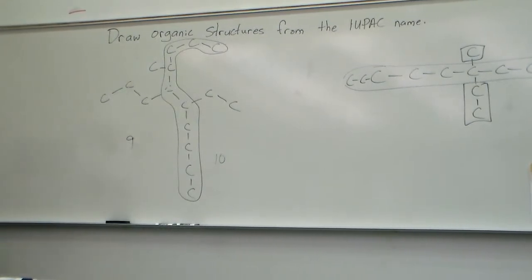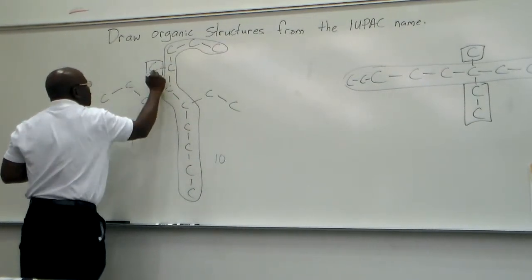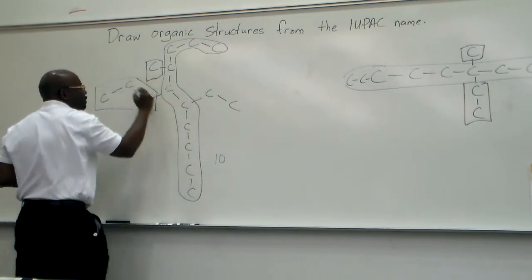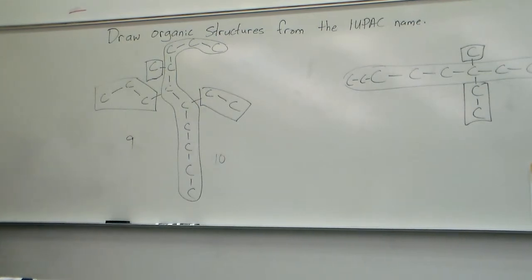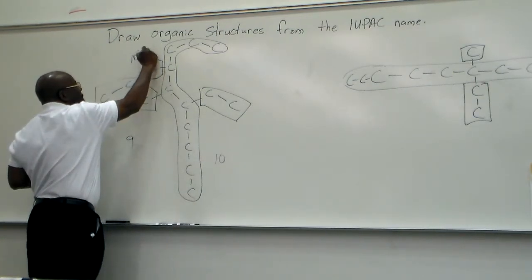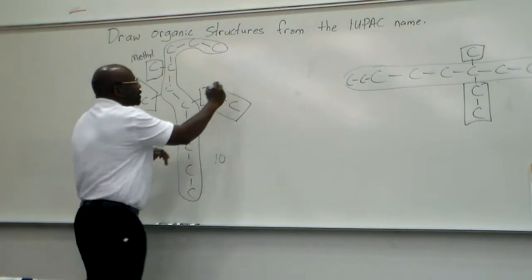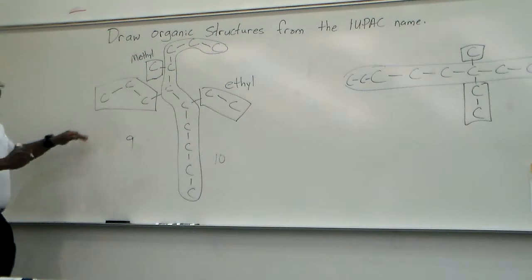Now, when I do my longest carbon chain, I have two ways to number it. I can number from top to bottom or bottom to top. My box will be here, box here, box here. So I have 3 boxes. How many carbon atoms in this box? That'll be your methyl. Ethyl. Propyl. Propyl.